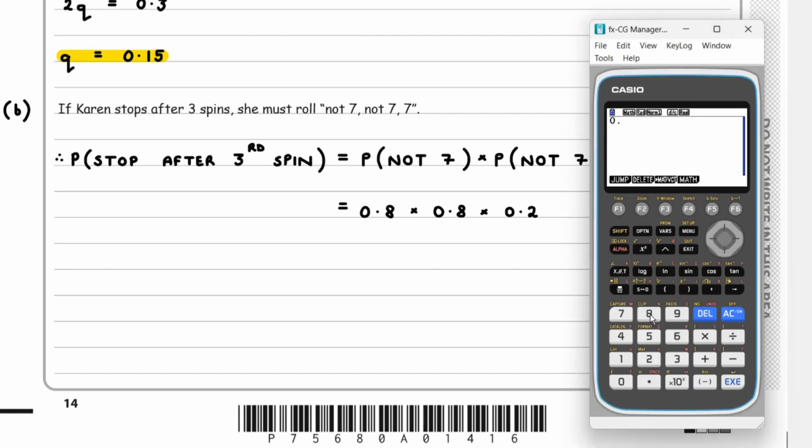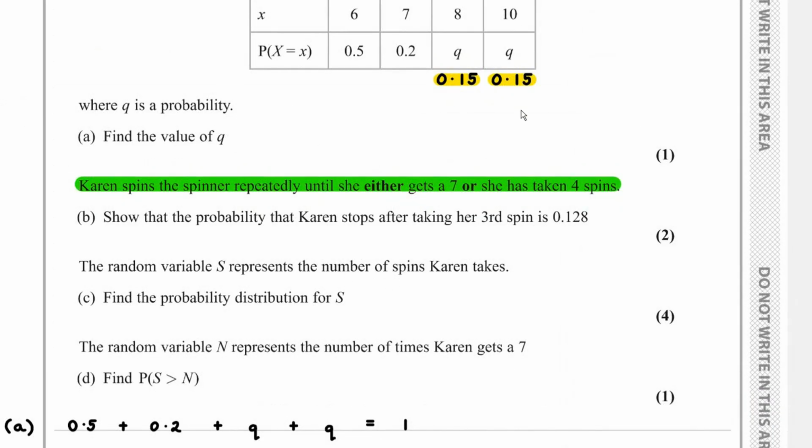So we have 0.8 times 0.8 times 0.2, which is 0.128, and that's exactly what we wanted to show. The random variable S represents the number of spins Karen takes. Part C, find the probability distribution for S.